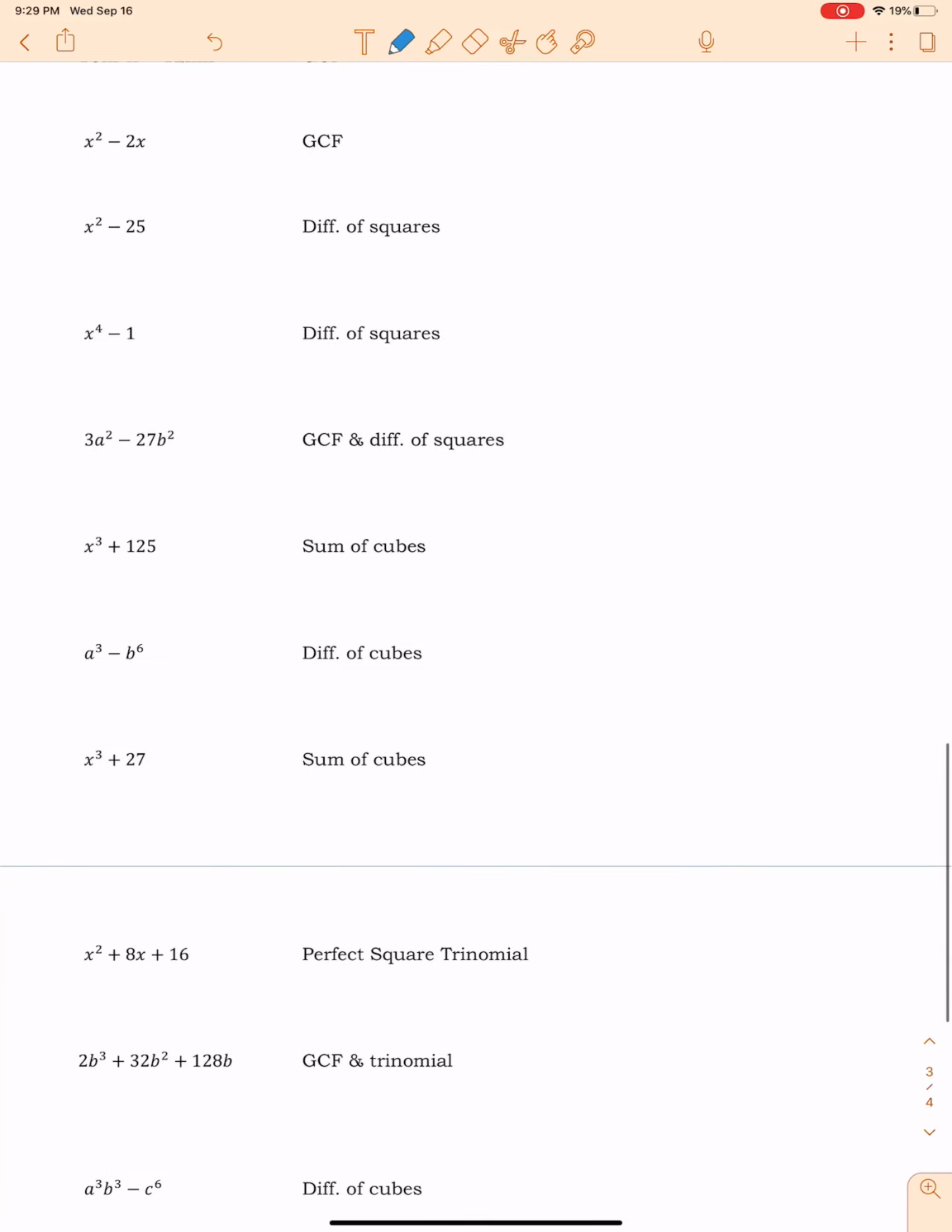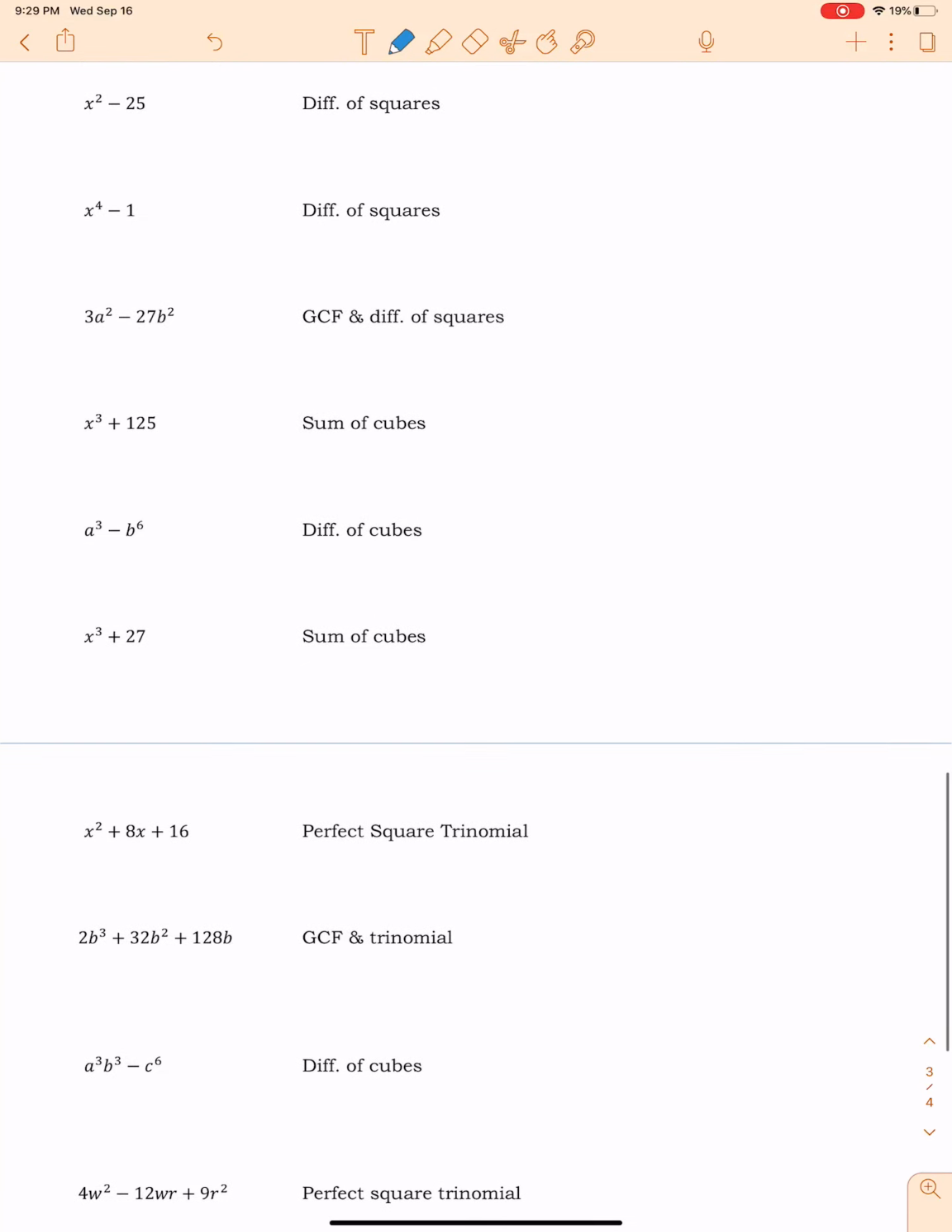I don't think we need any GCF practice, but let's do a difference of squares. Right here, we have x squared minus 25. How can you tell it's a difference of squares? Well, there's a difference, and x squared is a perfect square, and so is 25. So that's going to get factored just like this. X, 5, 5, addition, subtraction.